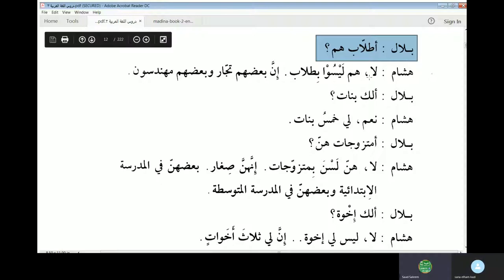Awaaz nahi aa rahi mujhe zara bhi. Atulabun hum se padhna shuru karna hai. आवाज नहीं आ रही.